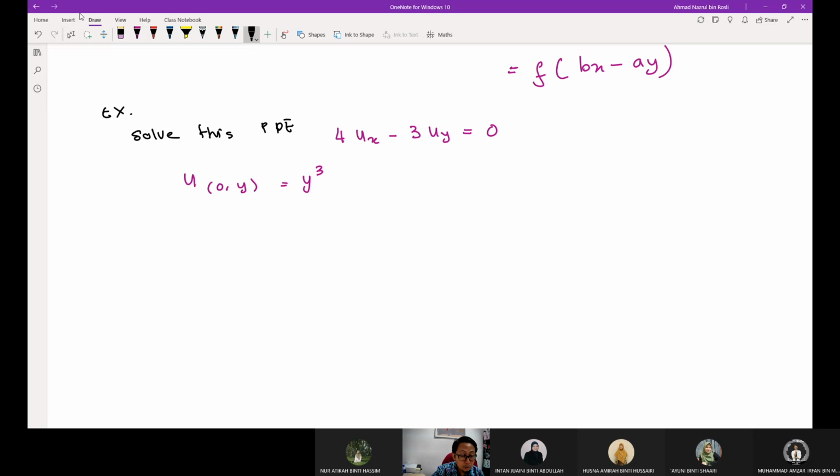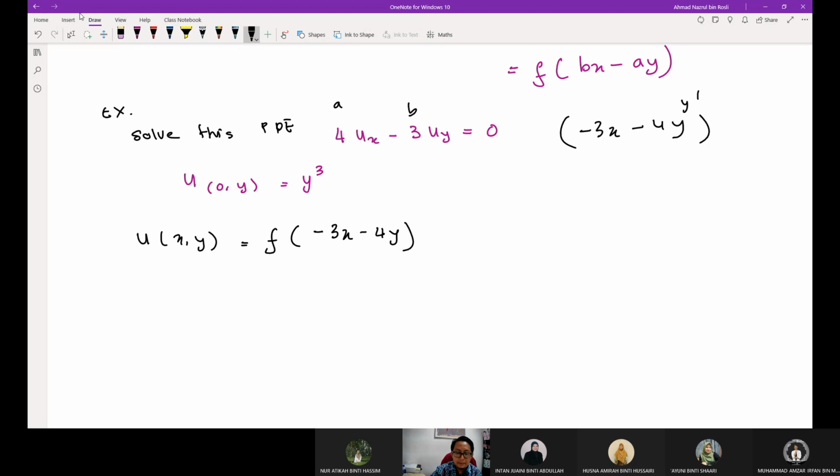Okay, so we can know from our discussion before yang ni. So uxy is equal to fy prime, which is minus 3x minus 4y. Sebab apa? Okay, so this one is A, is B. So kalau bx minus ay, so b is minus 3x minus a is 4 minus y. Okay, so this one is a y prime.